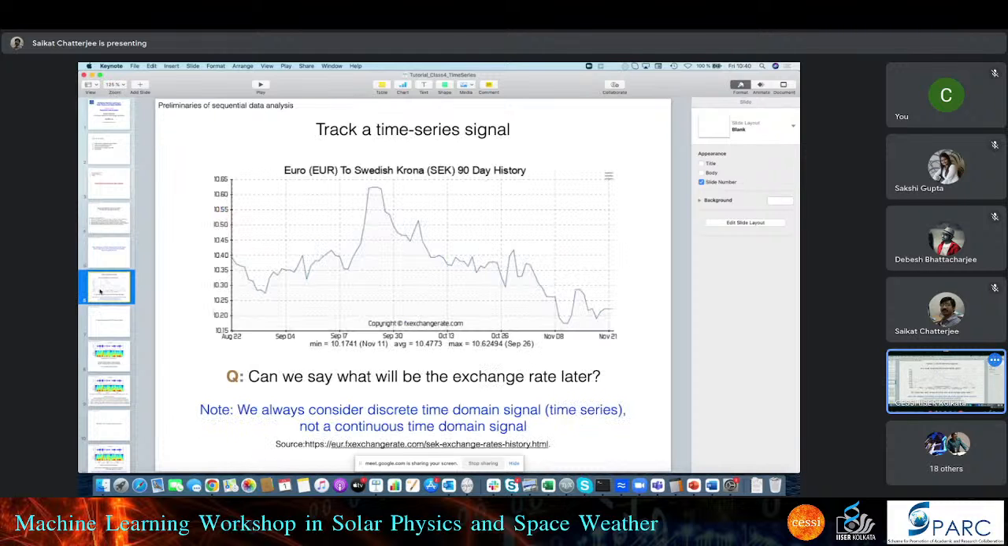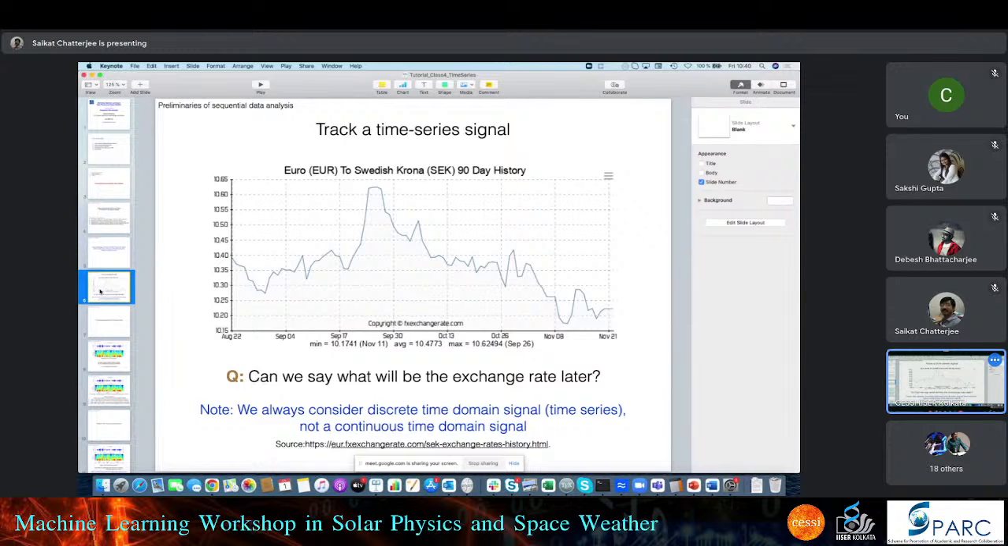Now let's track a time series signal. So this is a time series. It is actually a discrete time series, but I'm showing it in its continuous mode. So every point is interpolated, connected by maybe a straight line. Okay, so in this way you are seeing it.